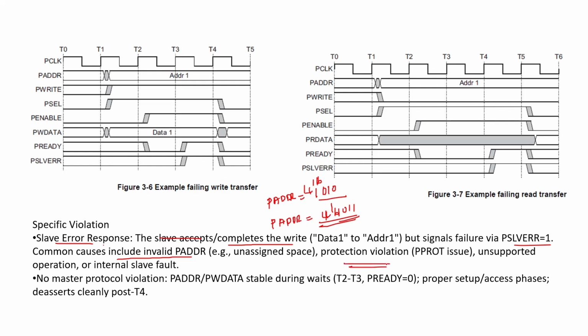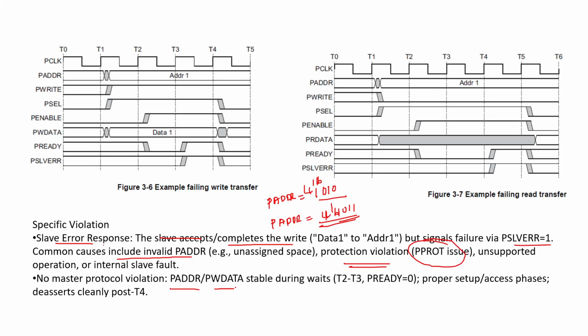That means protection violation, that means the PPROT signal should be high. That means you are not getting an okay response from the slave. You are getting some invalid data from the slave. Okay, so no master protocol violation.